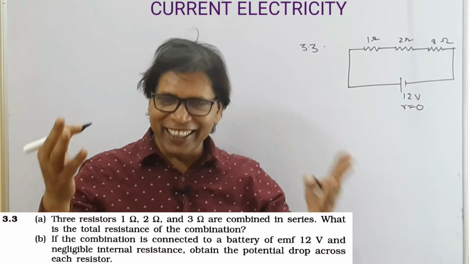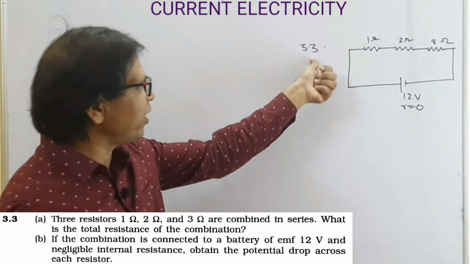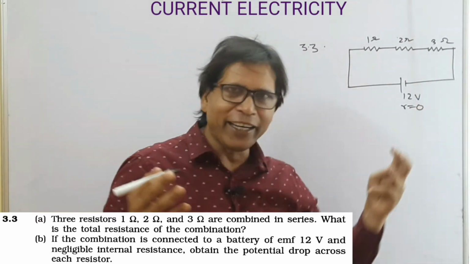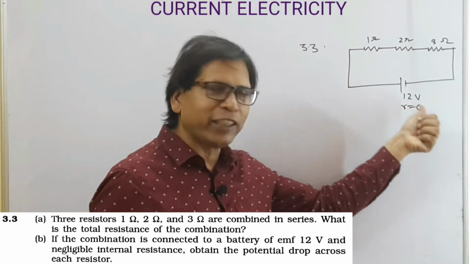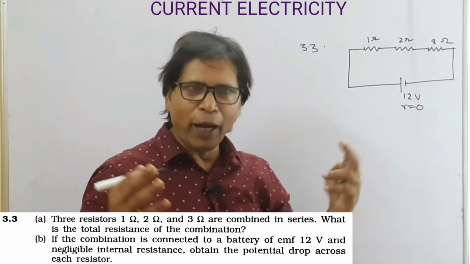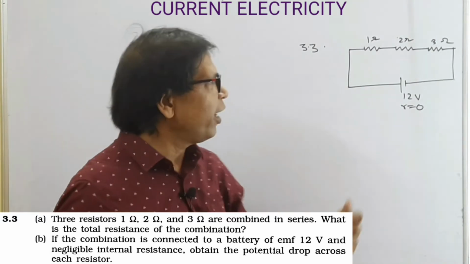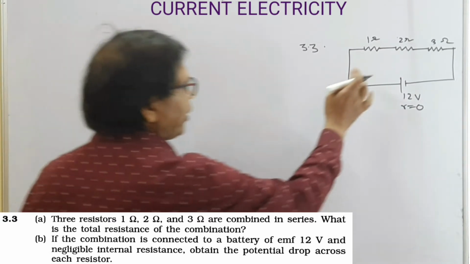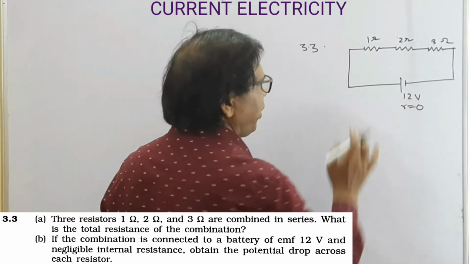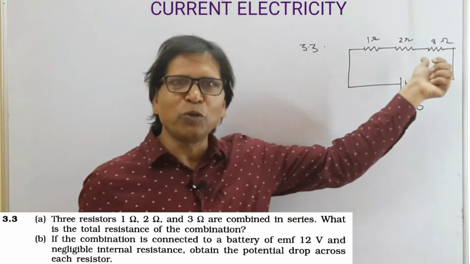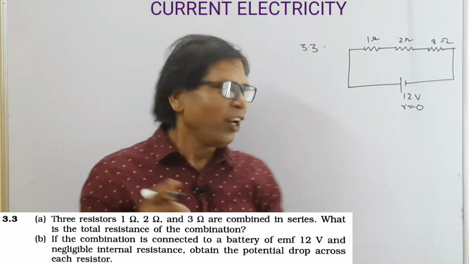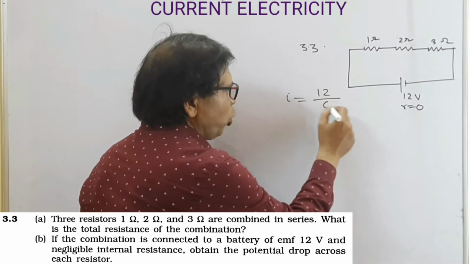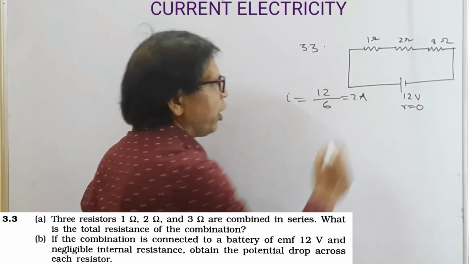Now NCERT numerical 3.3. The resistances 1 ohm, 2 ohm and 3 ohm are connected in series across a potential difference of 12 volt. We have to calculate the equivalent resistance and the potential drop across each resistor. The equivalent resistance in series combination is 1 plus 2 plus 3 equals 6 ohm. First of all we have to calculate the current. So 12 divided by the equivalent resistance, so this is 2 ampere.